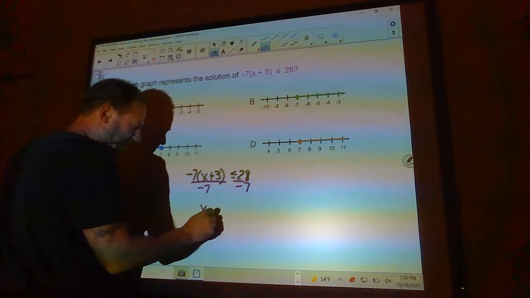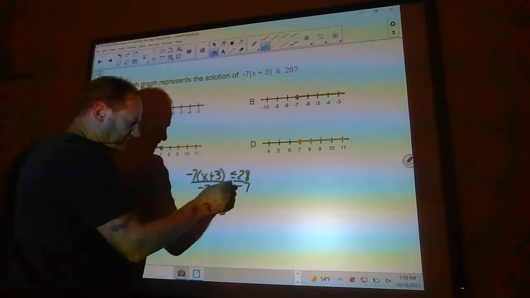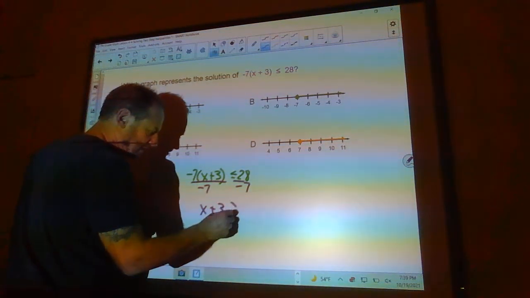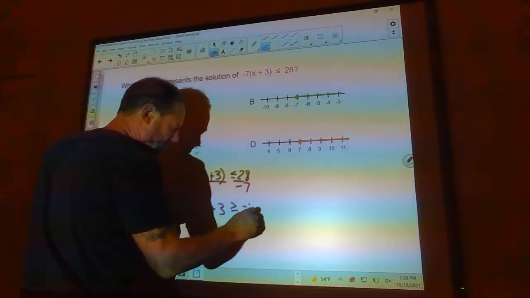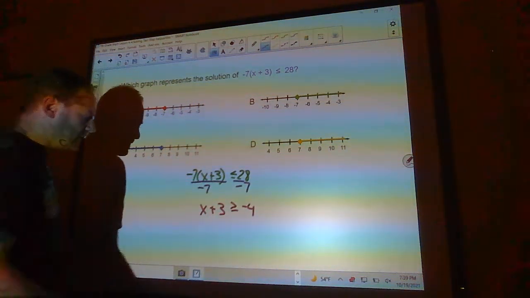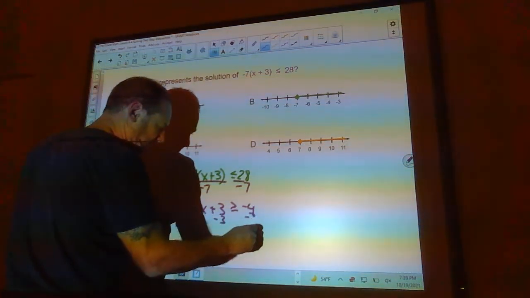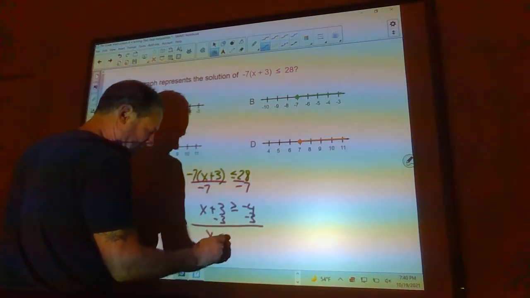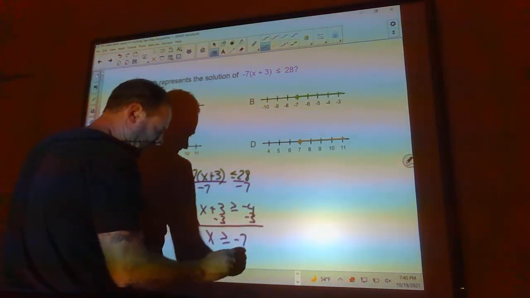It's going to leave me with x plus 3. It's going to flip this sign because I divided by a negative, so that's going to be greater than or equal to -4. And then I'm going to subtract 3 from both sides, and I'm going to get x is greater than or equal to -7.